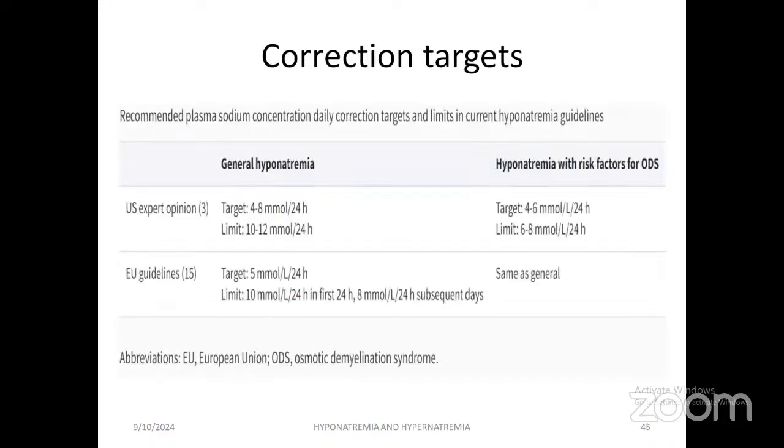The same thing which we have already seen, the correction target in US guidelines is 4 to 8. In European guidelines, the target is 5 and the limit is less than 10 millimoles. But the other thing which is added here is hyponatremia with risk factors for osmotic demyelination syndrome. We keep a little lower target in US guidelines, and in European guidelines, the general hyponatremia guidelines are the same as for hyponatremia with risk factors for osmotic demyelination syndrome.